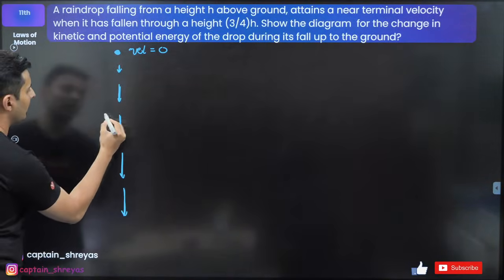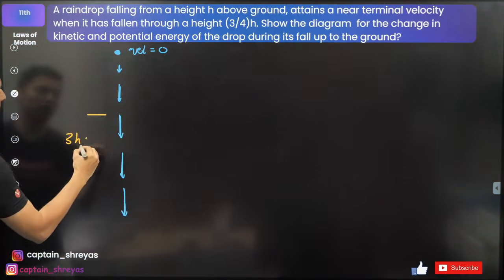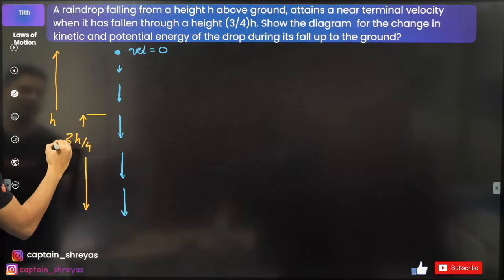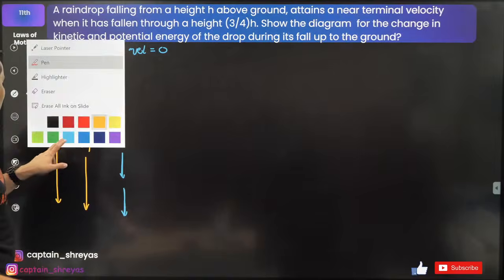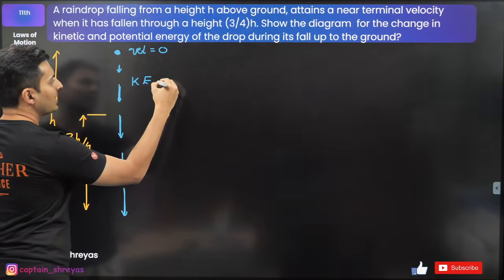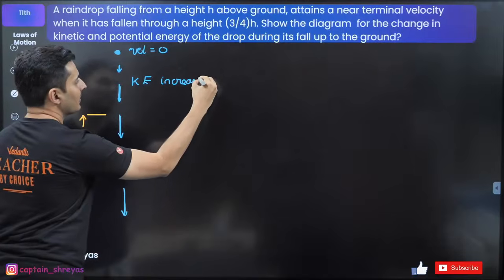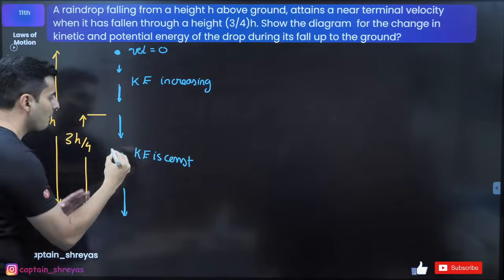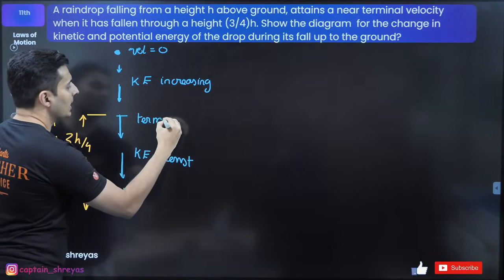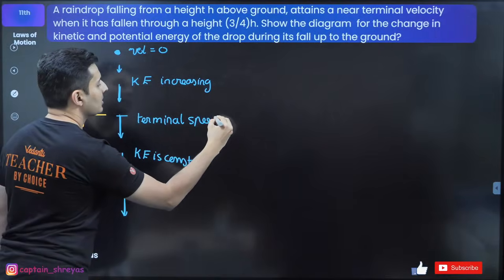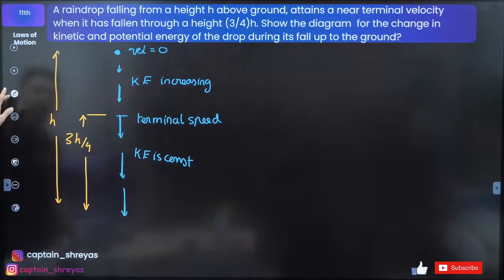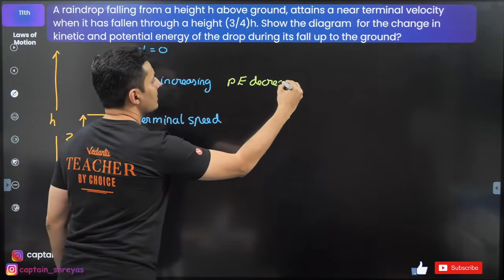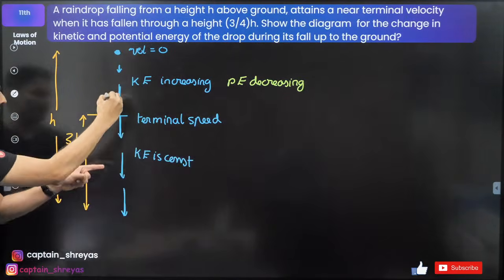And this happens at a height of 3h by 4, and the total height was h. Here, kinetic energy is basically increasing. Here, kinetic energy is basically constant because it has reached the terminal speed at this particular point. But if you look at the potential energy, meanwhile, potential energy is continuously decreasing.